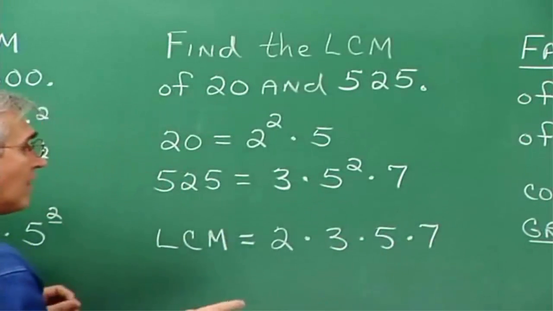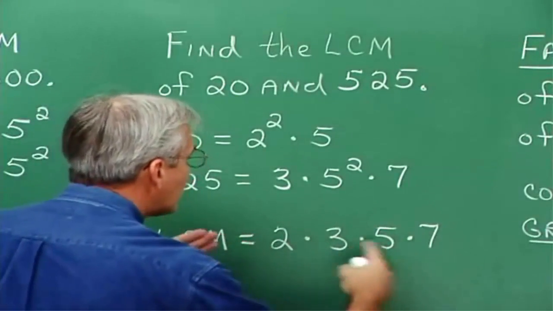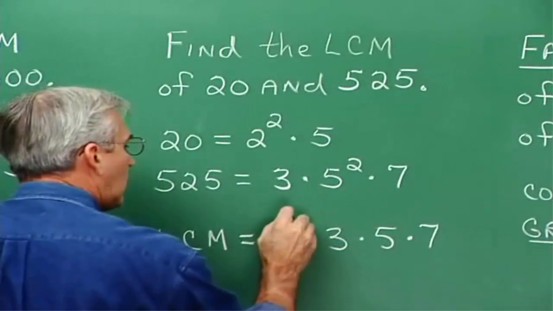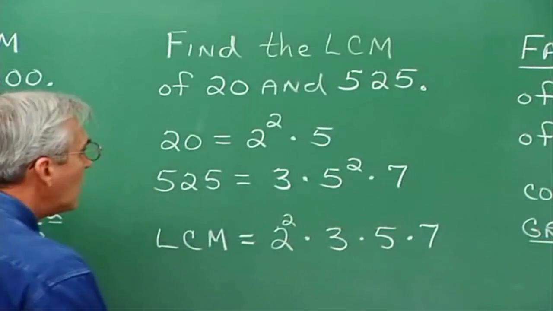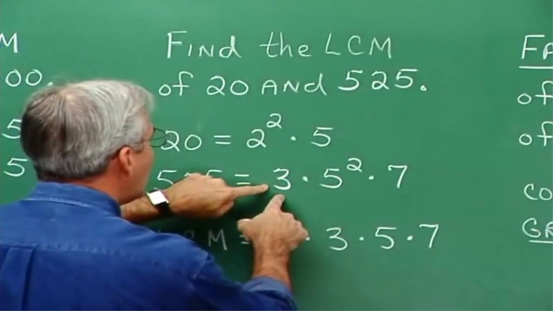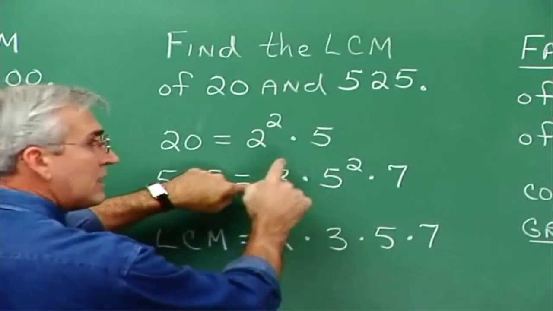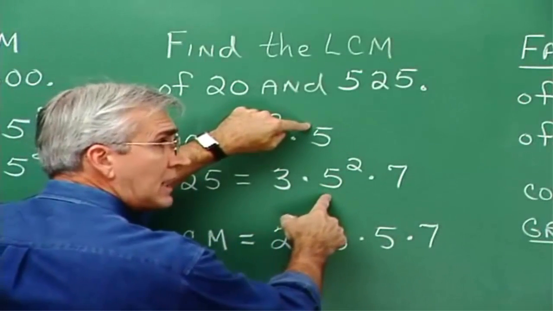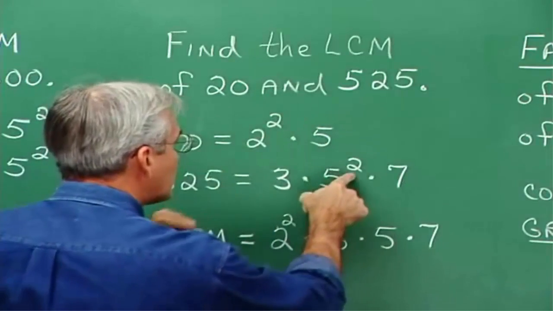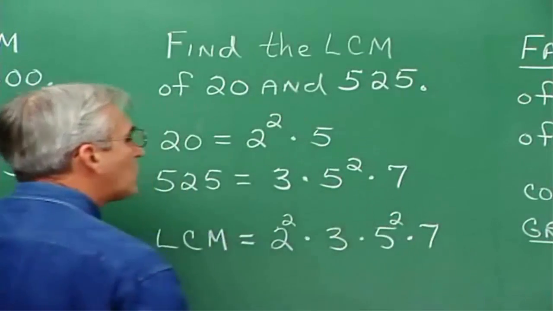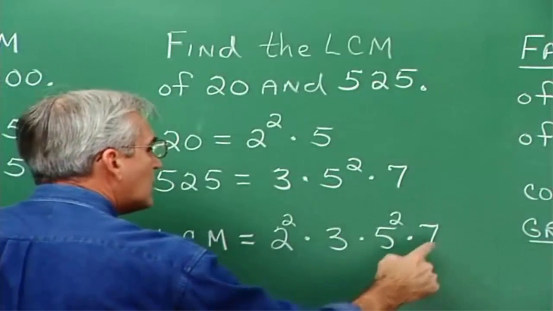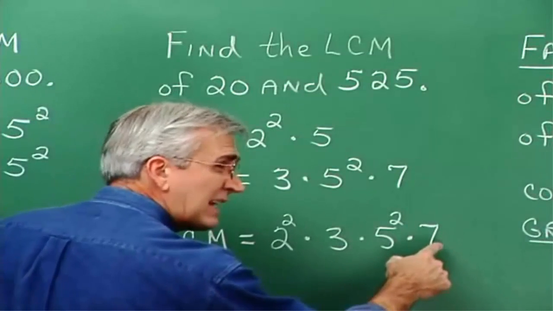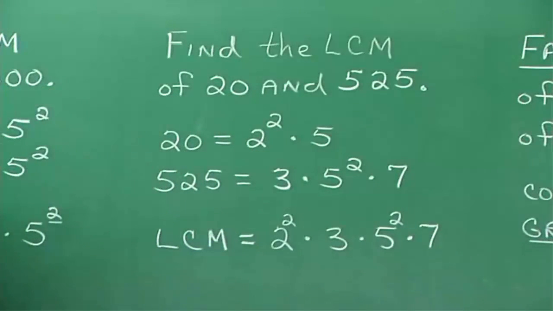And now it's a matter of what exponent will appear on each of these. Well, let's see. For 2, 2 appears twice here, so the largest exponent on 2 is 2. For 3, 3 appears only once, and the exponent is understood to be 1. For 5, 5 is a shared factor. The most number of times that 5 appears in either prime factorization is 2, so we list 5 squared, and 7 appears as a single factor here in the least common multiple.